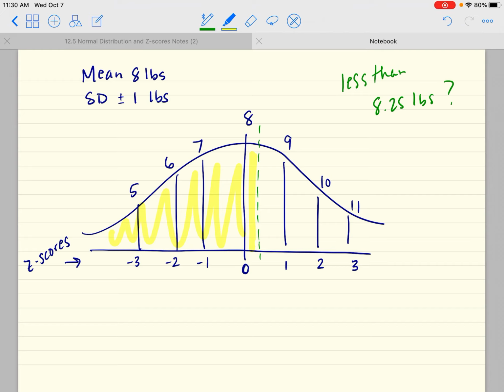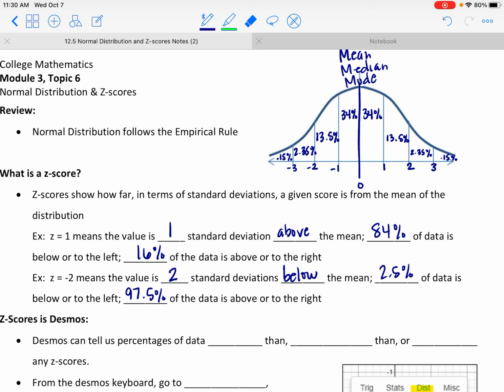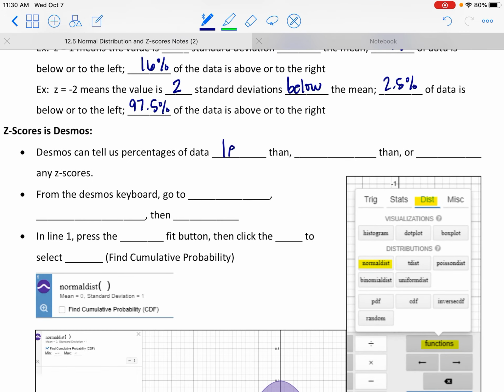Fortunately, Desmos is some technology that can tell this to us. It can show us exactly the percentages that are left of, right of, or even between any z-scores, any values. So Desmos can tell us percentages of data that are less than, greater than, or between any z-scores. It would give us the exact ones too, so if the empirical rule is not something that you want to commit to memory, you don't have to.